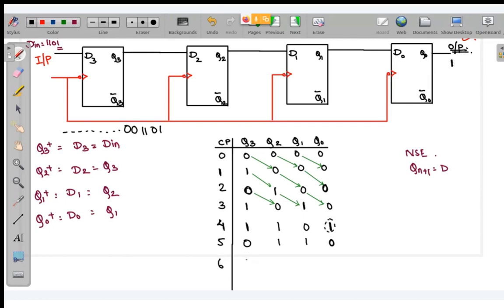Now at the 6th clock pulse, one more 0 is going to enter. This 0 will come over here. This 1 will come over here. This 1 will come over here. So you can see in the next case, what is going out? This 0 is going out. So in the 7th clock pulse, what is happening? One more 0 is entering and this one is going to shift over here. So this one is going out. In the last case, 8th clock pulse, this is 0, 0, 0 and even this 0 is coming. So this one is also going out.